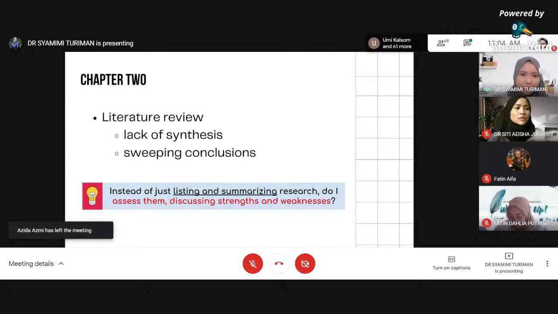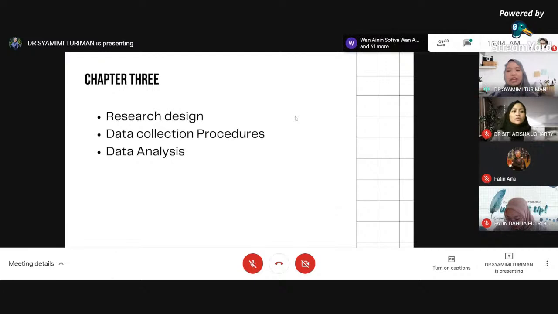For chapter 3, of course, it will be the research design, the data collection procedures, and the data analysis. What I find problematic for some would be differentiating between these terms. For someone a little bit more experienced than you, we could see this clearly, like research design is this. But I understand that especially for those of you in your fourth semester, these are new terms introduced to you.